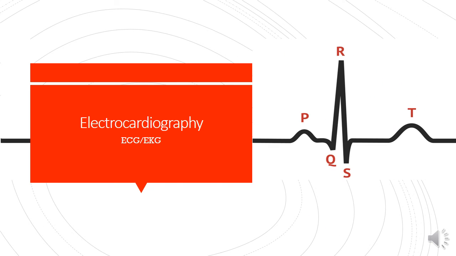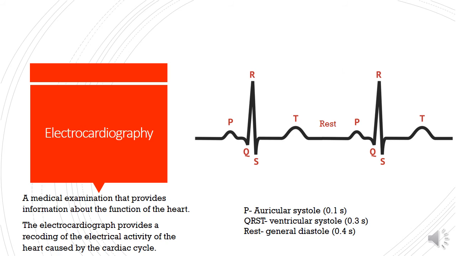Now what we're going to talk about is electrocardiography. How do I know that the heart is actually functioning properly? How do I know that the cardiac cycle is functioning properly with the correct duration happening? Electrocardiography is a medical examination that provides information about the function of the heart. An electrocardiograph provides the record of the electrical activity of the heart caused by the cardiac cycle.